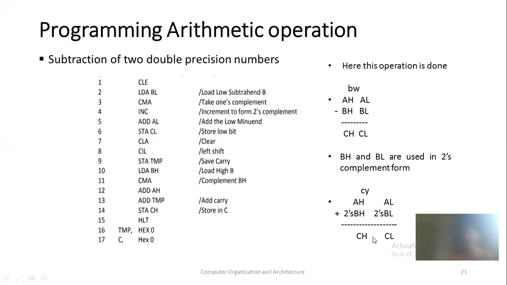Okay, so your result is finally stored at locations CH and CL. This is your double precision subtraction. By this method you can do double precision subtraction. First you have to do it for the lower bits, then for the higher bits. At the time of the lower bits, if any carry is generated, you have to store that carry and then add it while you are adding the second number, or you can say the higher numbers.